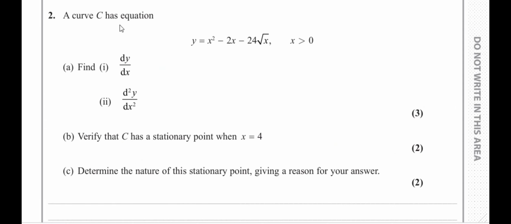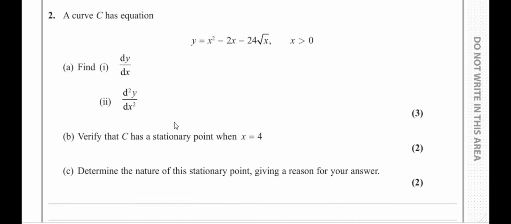Question 2. A curve C has equation y equals x square minus 2x minus 24 square root of x where x is greater than 0. Find dy by dx and d square y by dx square. So looking at this equation, you can see that this is written in indices except the last one.